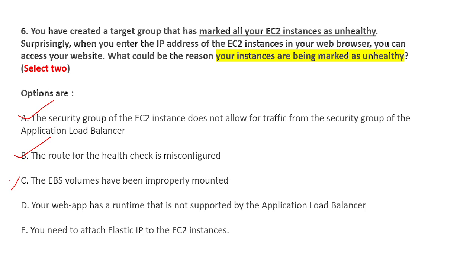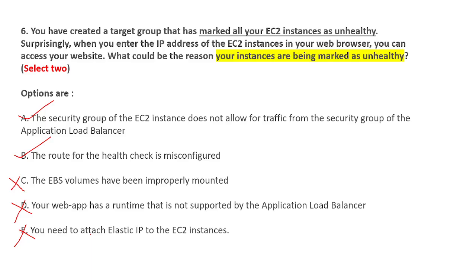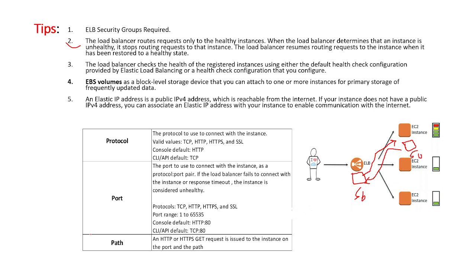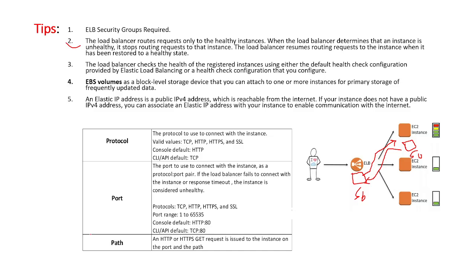For option C, there is no requirement for an EBS volume. Why would we require EBS? This is pointless. Option D is also not useful in this case, and E also is not. An elastic IP address is not going to help find the unhealthy EC2 instance, because an elastic IP address is a public IPv4 address which is reachable from the internet, so there is no point. So the answer is A and B. I hope you have gone through it. A and B are the correct answers.